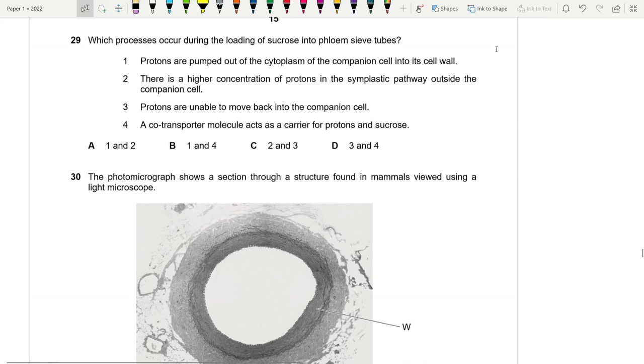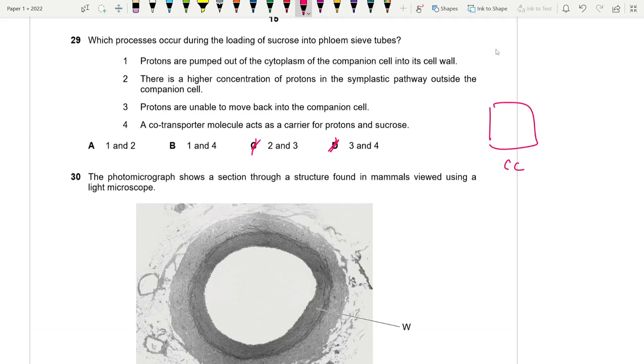29. Which processes occur during the loading of sucrose into phloem sieve tubes? Protons are pumped out of the cytoplasm of the companion cell into its cell wall. 100% correct. 29 is correct. There is a higher concentration of protons in the symplastic pathway outside the companion cell. What?